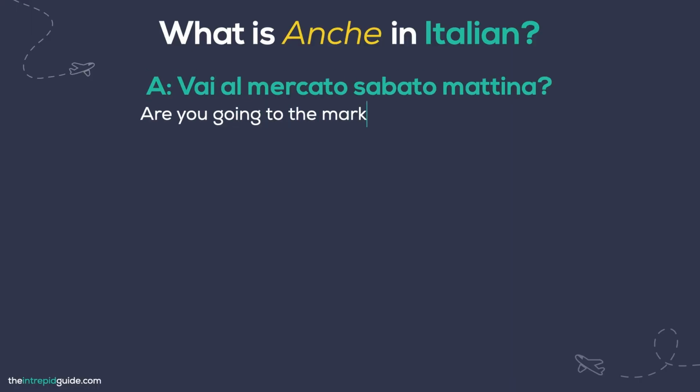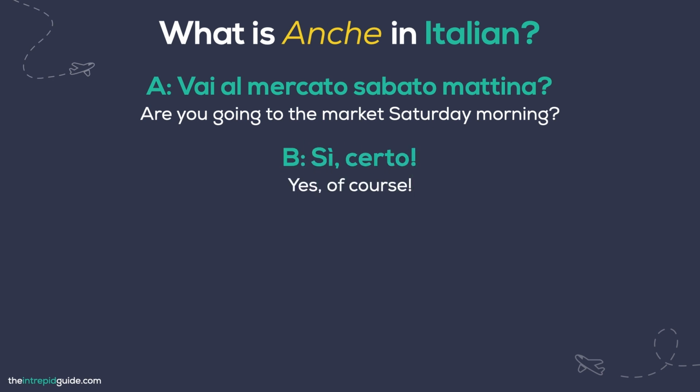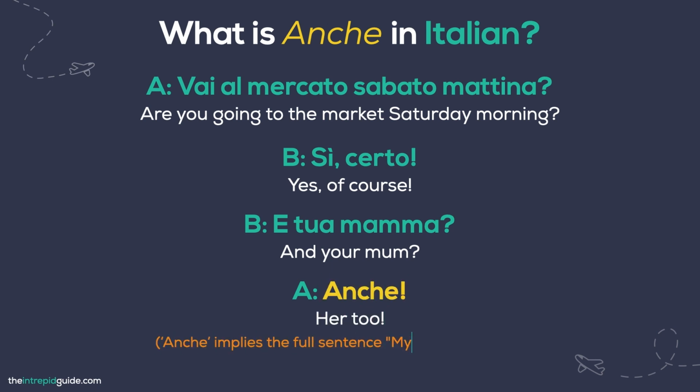Vai al mercato sabato mattina? Are you going to the market Saturday morning? Sì, certo. Yes, of course. E tua mamma? And your mum? Anche. Her too. In this case, anche implies the full sentence, which is my mum is going too.